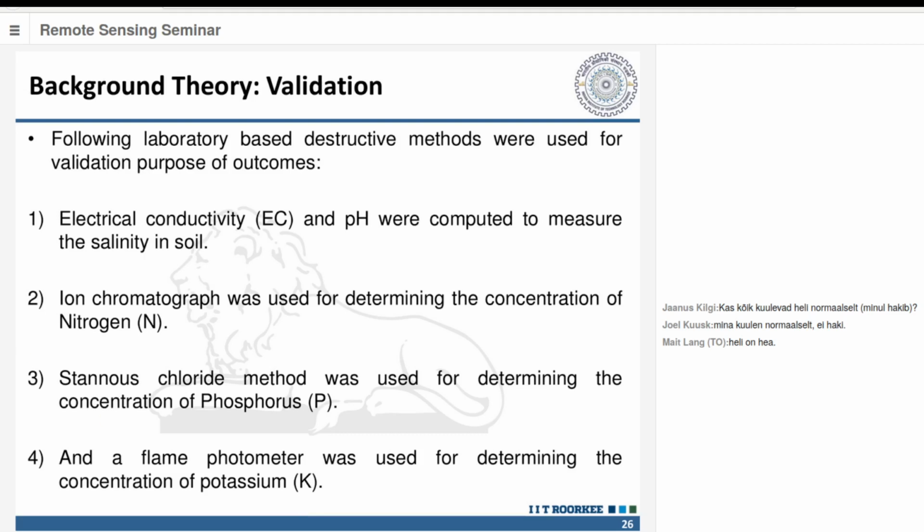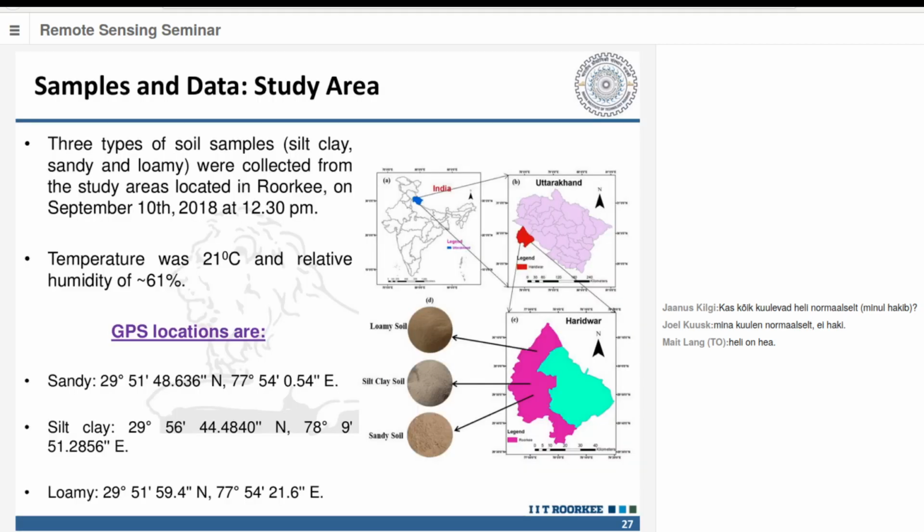After using the proposed methodology, in the last step I have used validation methods, which are based on laboratory examination, and these are destructive methods. So electrical conductivity and pH meters were used to measure the salinity in soil, and a gas chromatograph was used for determining the concentration of nitrogen in the soil sample. Then the stannous chloride method was used for determining the concentration of phosphorus, and a flame photometer was used for determining the concentration of potassium in the soil sample.